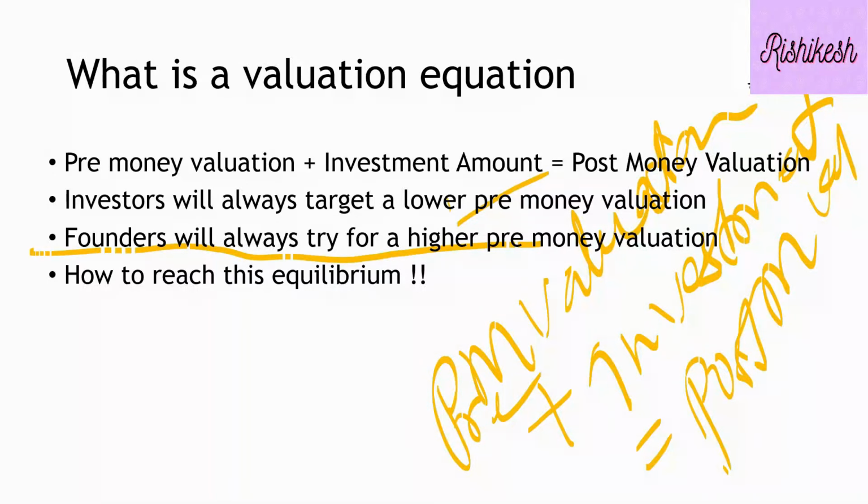And as we have already known, investors will always target a lower pre-money valuation, because investors will always think of getting higher equity, higher stake, higher ownership by investing the same amount of money. On the other hand, founders will always strive for a higher pre-money valuation, so you always have to negotiate and come out with an equilibrium point. That is the reason we never have a pre-money valuation at an exact point. We always decide the pre-money valuation in a range, so that we can negotiate it with the investors.